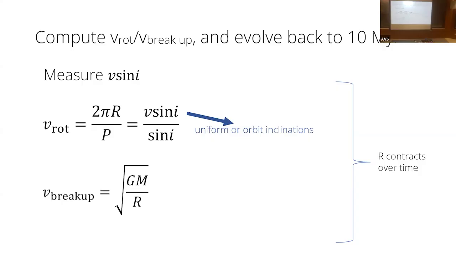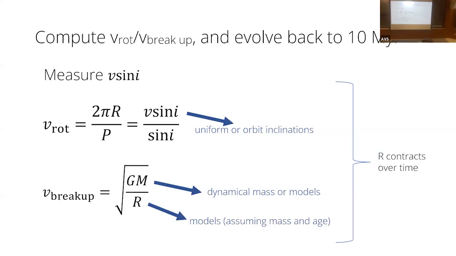We can also compute the breakup velocity. It's just the square root of mass over radius. We have either dynamical masses for some of these systems, or we can use model-derived masses, which we think are pretty good. And we also have model-derived radii. Then for both, because the radius contracts over time, we have to correct for that factor and change the radius back to when it was puffier, at 10 million years. And we also have to spin down the object, basically puff it up and cause it to spin down due to conservation of angular momentum. Sorry, I mean isotropic. Yes.